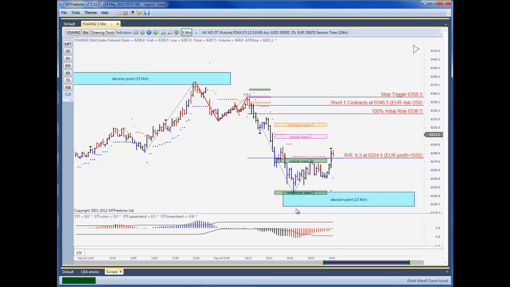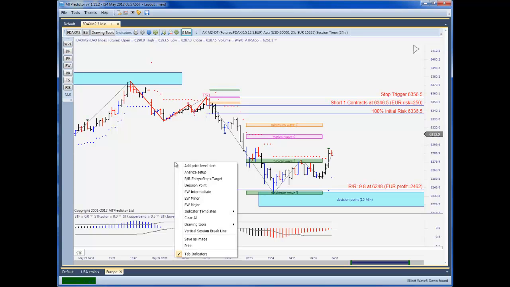But as you can see, the market did indeed come down to this 15-minute decision point level here and actually tagged this absolutely beautifully. So were there any other reasons why you might have wanted to come out at this level here and as such look to bank a little bit more profit? Well, let's have a closer look.